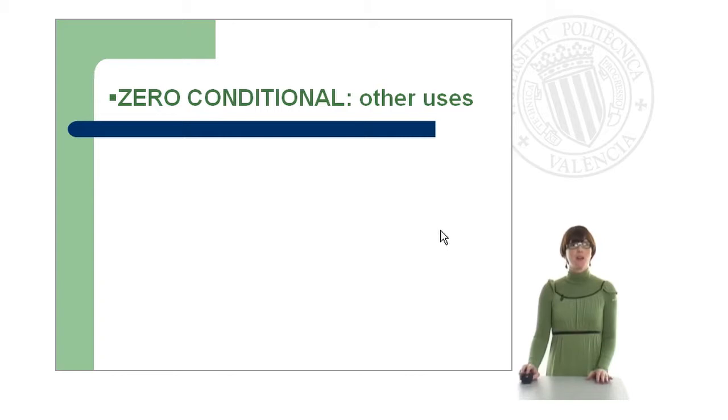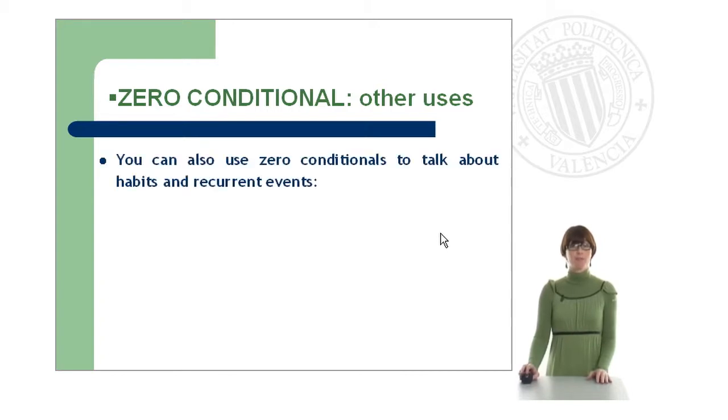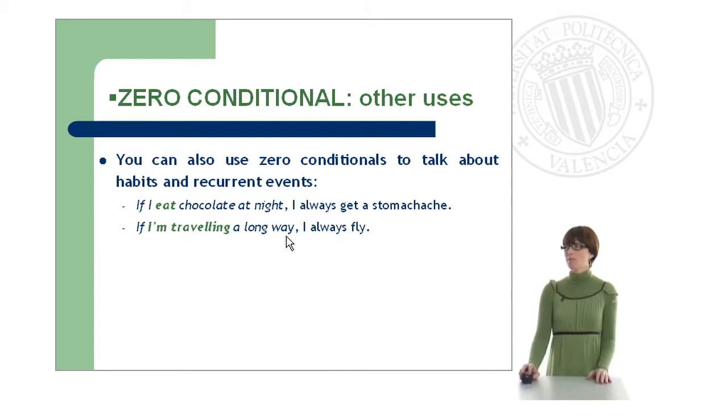Okay, there are other uses of zero conditional. We can also use zero conditionals to talk about personal habits and recurrent events. Recurrent events are situations that happen again and again, and which are always true for the speaker. For example, if I eat chocolate at night, I always get a stomach ache. If I'm traveling a long way, I always fly. If I don't go swimming twice a week, I always get a backache.